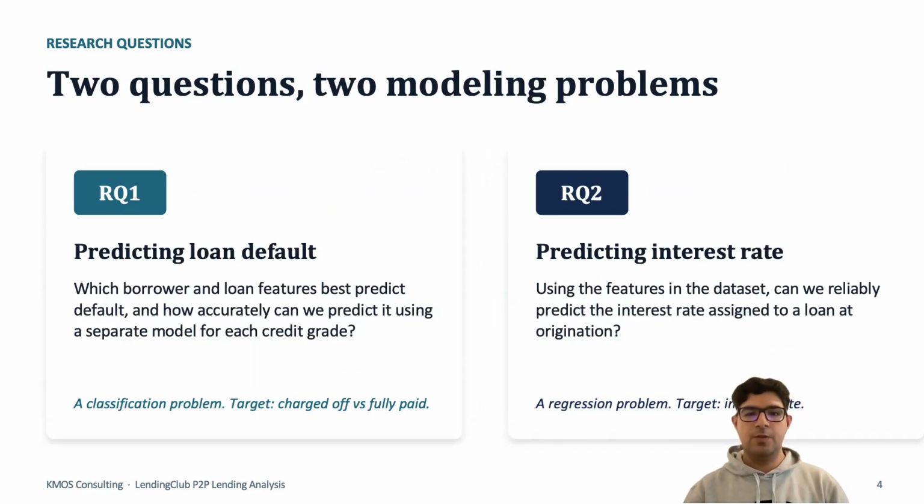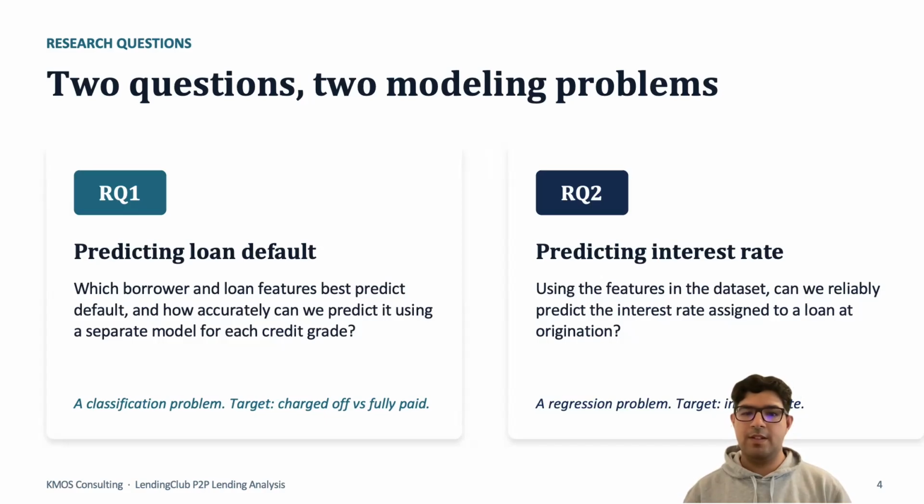And so that brings us to our two research questions that organize our work. Research question one is about default risk. We asked which borrower and loan features are the strongest predictors of whether a loan defaults, and how accurately we can predict it when we build a separate model for each grade. This is a classification problem because the outcome is a yes or a no. Either the loan was charged off or it was fully paid.